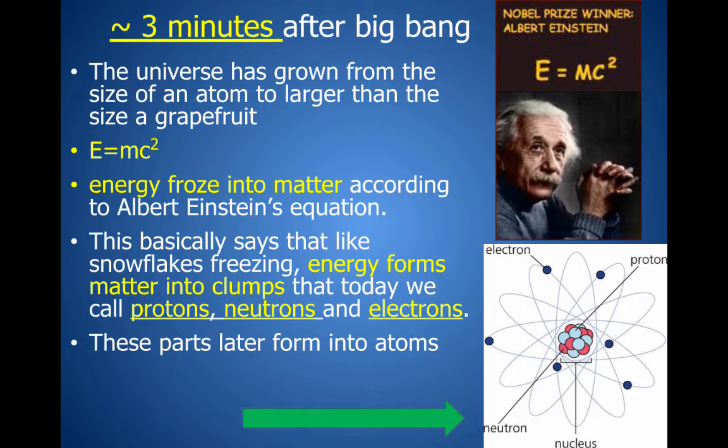And so as the energy started to spread out and the temperature started to decrease, this process started to happen. So we get electrons forming, we start to get protons and neutrons form. And then as there was continued cooling, as the space in the universe continued to expand, these subatomic fundamental particles started to come together to form atoms.